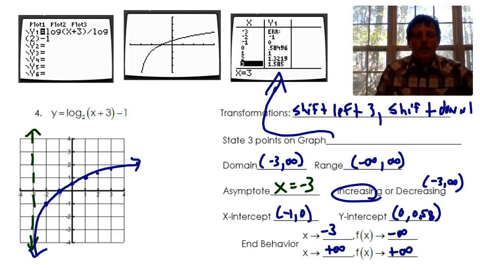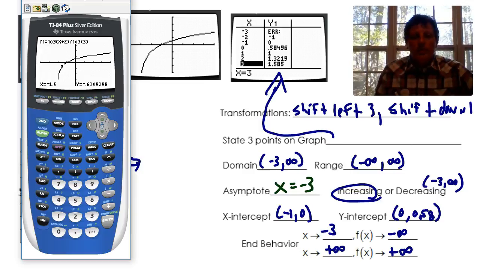I want to get the calculator out and show you one more thing. So that is it for this example. And what I want to do is kind of go back to this guy right here. What if it didn't cross at like a perfect place that showed up in my table, and I had to find that 0 with my calculator?